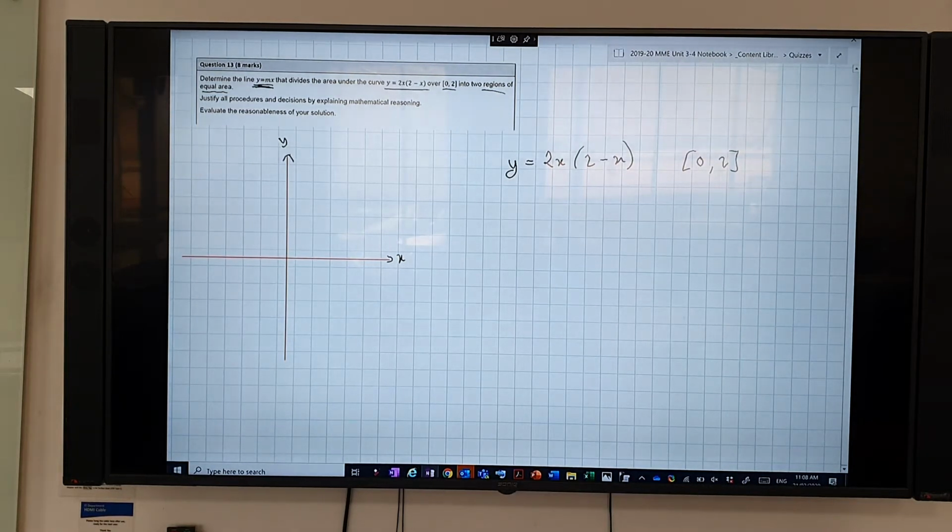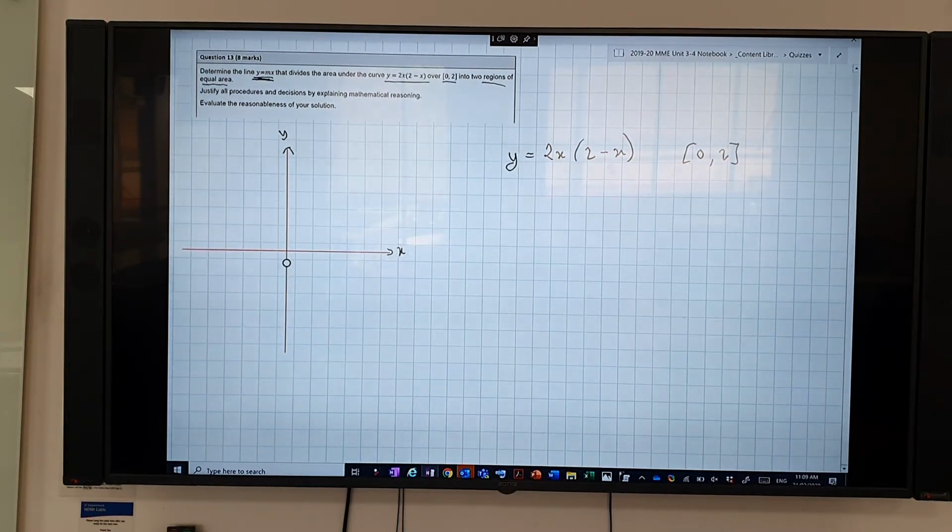That means it actually touches 0 and touches 2. Remember, what would the brackets be if it didn't touch? The curved ones. I know you guys didn't do much of that, but I think we've got quite a lot of practice now, haven't we? So it means it's going from 0 to 2.